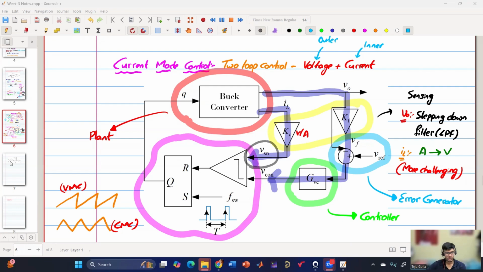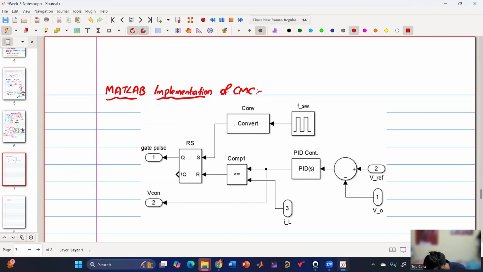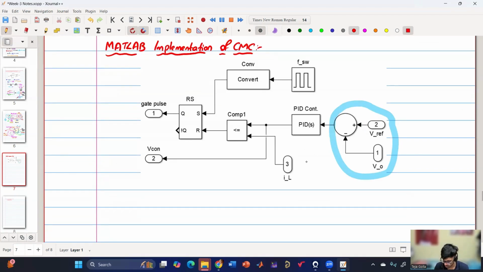Clear. Okay. So now this is one MATLAB implementation of current mode control that I have taken from sir's lectures. Basically, there is no plant here, we are in the feedback. We'll use the same color so that we can identify which is what. So can you identify what this block is? Anyone?